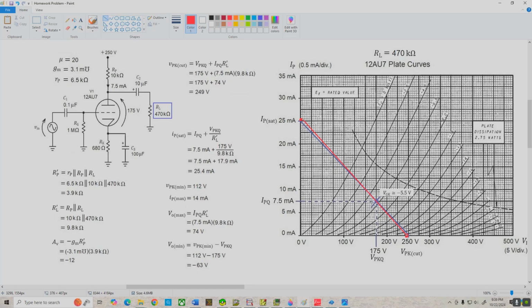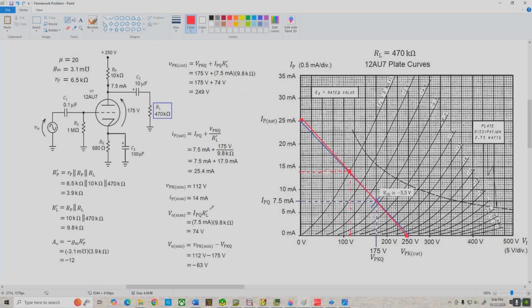And again, it's so close to the DC load line that normally I wouldn't even bother with this, but let's just go on and continue. All right, our VPK minimum value, that is where our AC load line crosses the VG equals 0 volts curve, is right here. Let me get my pencil back on. We'll mark that point again. And if we come down here, that looks like about 112 volts. Okay, so if we mark that off, that would be 112 volts. And IP max, based on this value, looks like about 14 milliamps, and that's what I've listed over here.